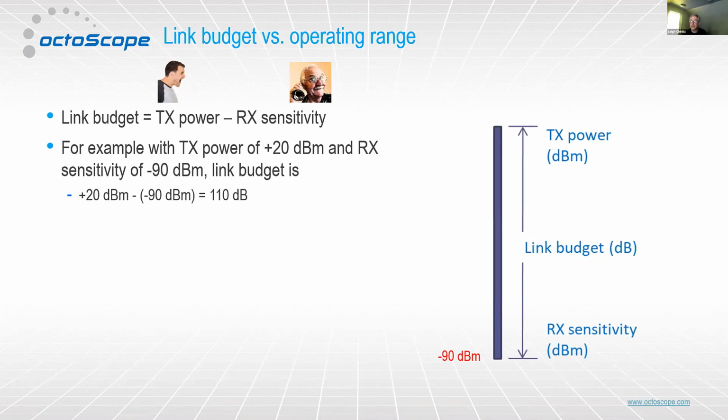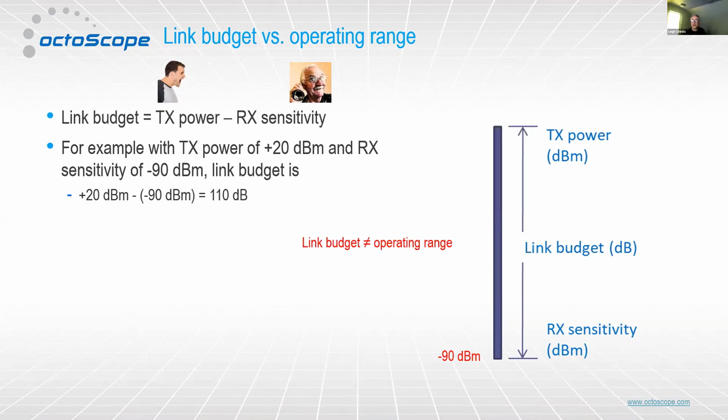A picture like this is a very good way of thinking about a link budget. So again, we start off at the top here with transmit power, and then we have the full link budget going all the way down to the bottom, which is our -90 dBm. That's the minimum possible signal that we can receive and still make any sense of it. Anything below that, we can't hear it. So that's the full link budget.